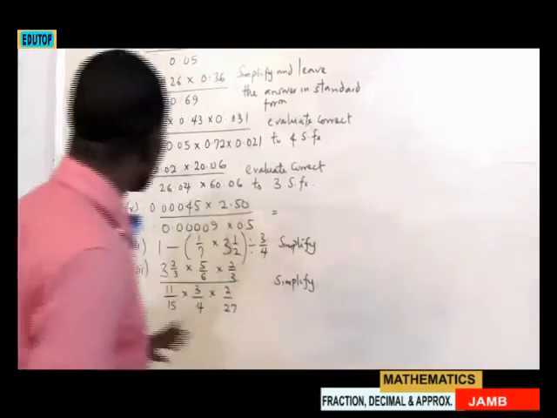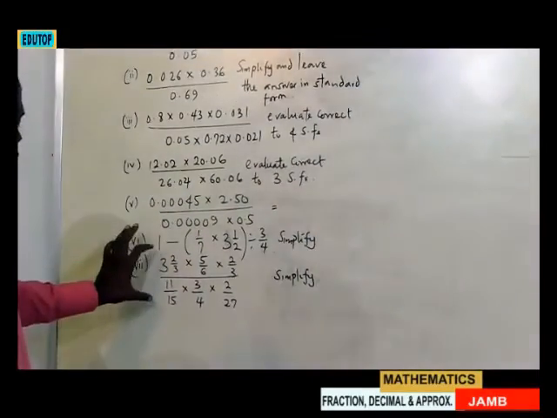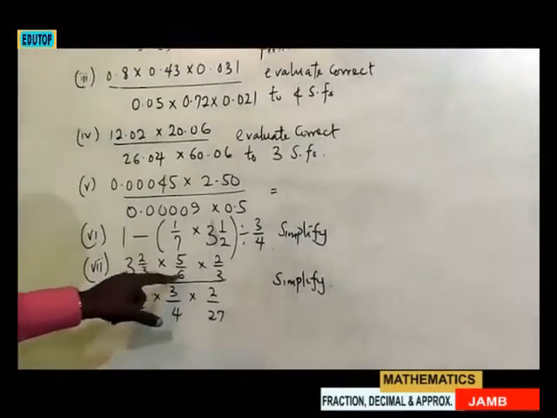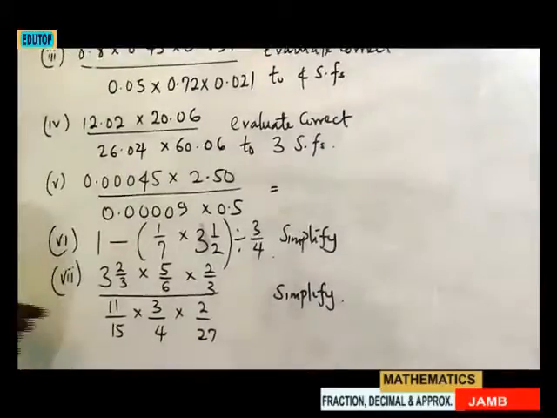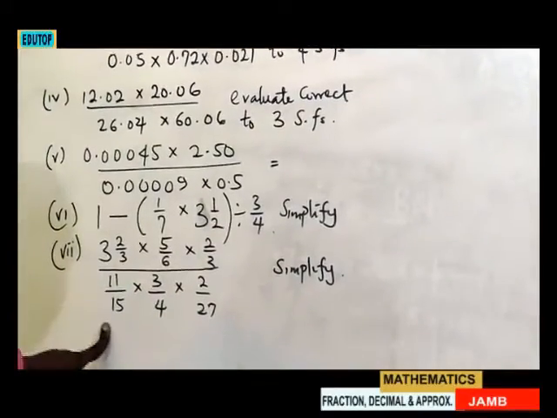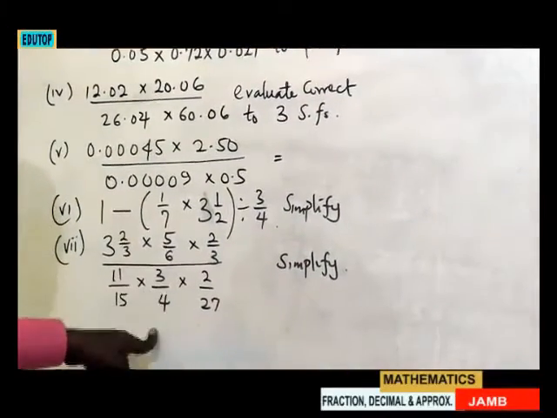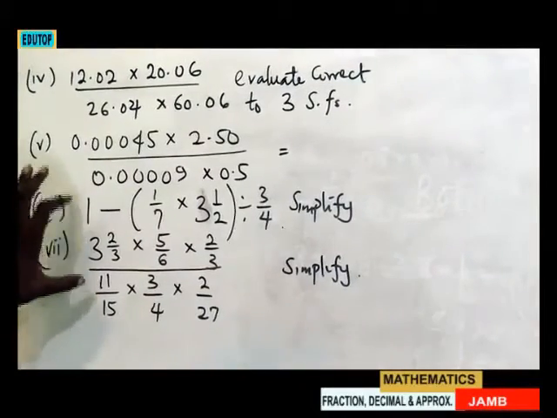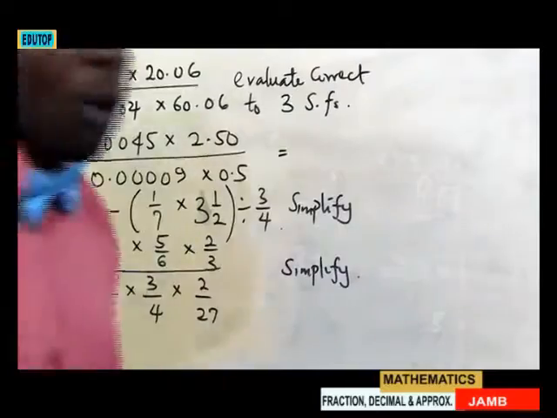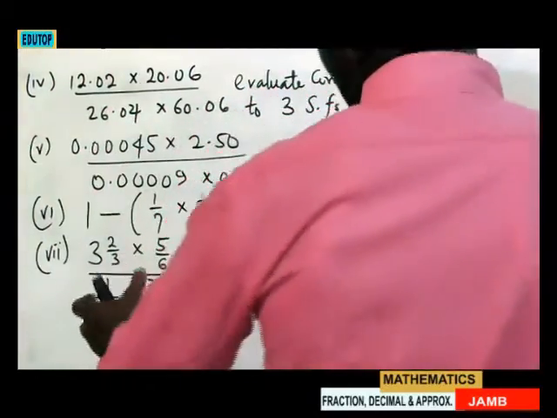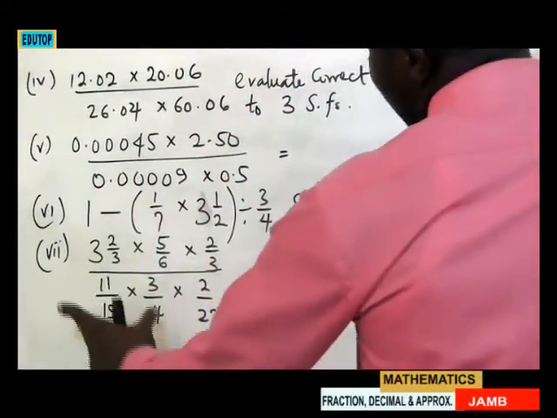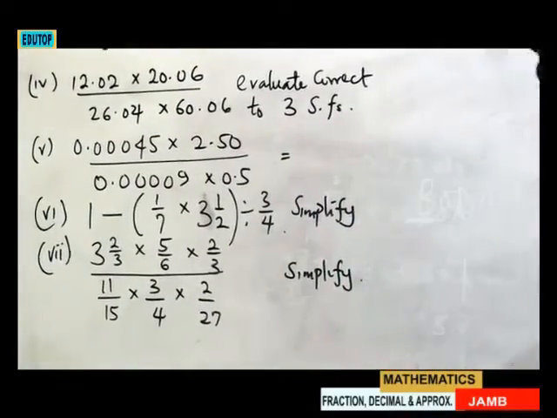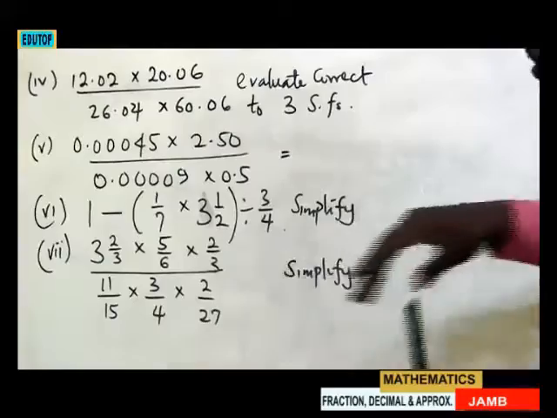Now, the last question for this aspect, which is: you have 3 whole number 2 over 3 times 5 over 6 times 2 over 3 divided by 11 over 15 times 3 over 4 times 2 over 27. In this situation, we have to solve this question step-wisely, because if we don't, we might, at the end of the day, get the wrong answer. So that is why we have to solve it step-wisely.